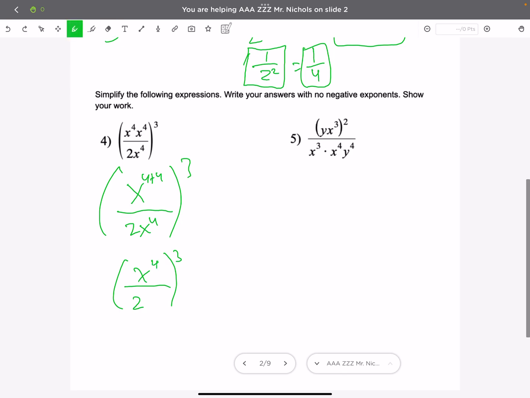over 2 to the third power, and then that just becomes x to the 12th over 2 to the third. And so that's one way you can answer it. That's also x to the 12th over 8.